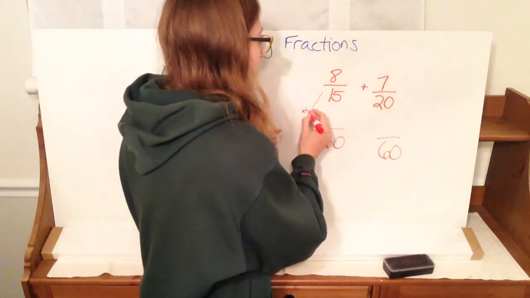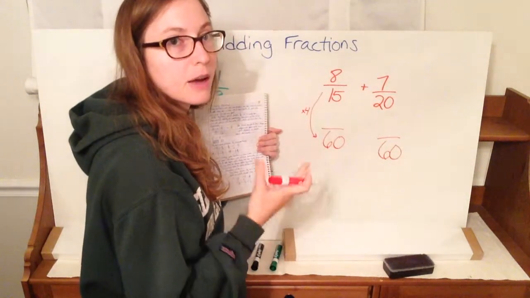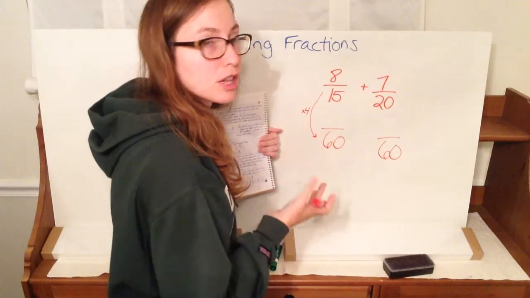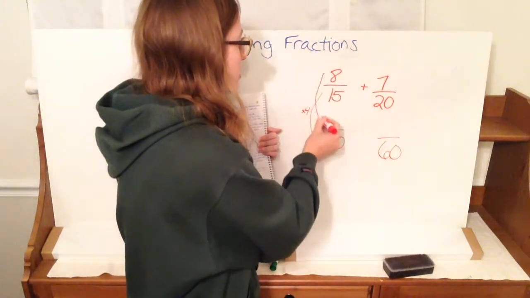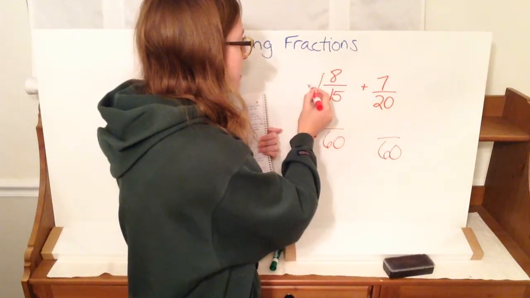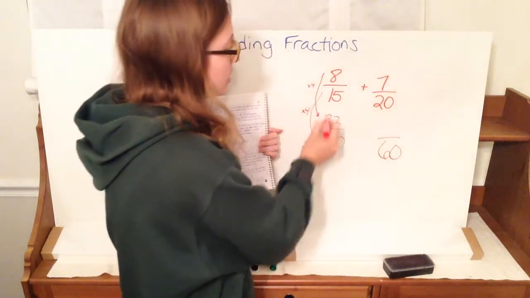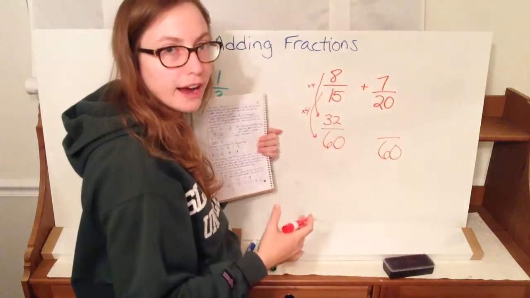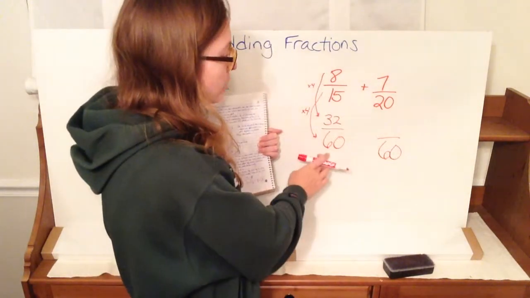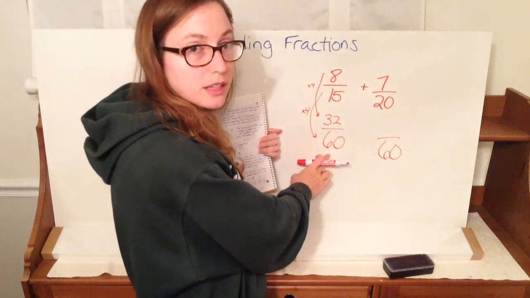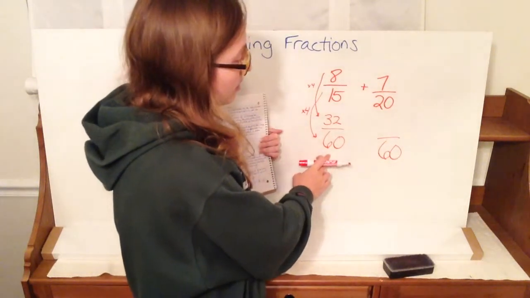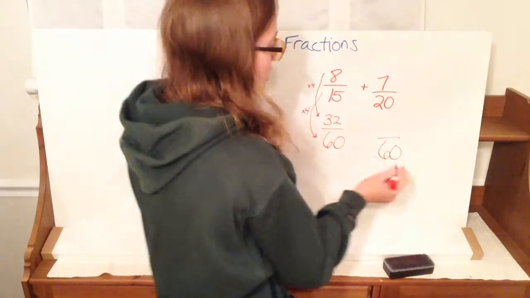How did I take 15 and get 60 from it? I multiplied it by 4. And whatever I do to the denominator, I must do to the numerator as well. So I take the 8 by 4 as well to get 32. These, on top of each other, are equivalent fractions. We can change how something looks without changing its value, and that's what we need to do in this scenario.